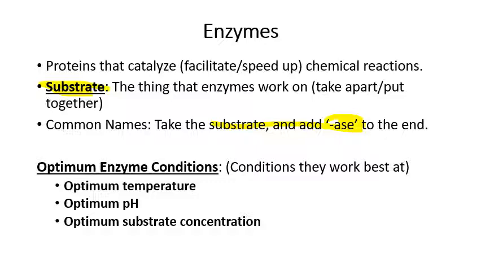Now every enzyme has a set of optimum enzyme conditions. So every enzyme has a temperature that it works best at, a pH that it works best at, and a substrate concentration that it works best at. In the human body, what temperature do you predict that the enzymes would work best at? Well, if you guessed 37 degrees Celsius, you'd be right, because that's normal human body temperature. So all of the enzymes in the human body have an optimum operating temperature of 37 degrees. If you lower the temperature below 37 degrees, they don't work as fast. If you raise the temperature above 37 degrees, they don't work as fast.